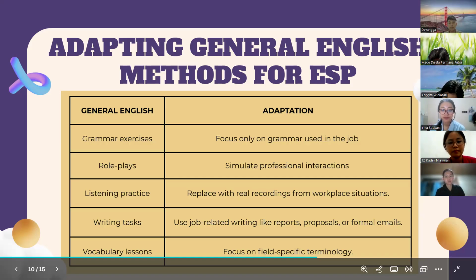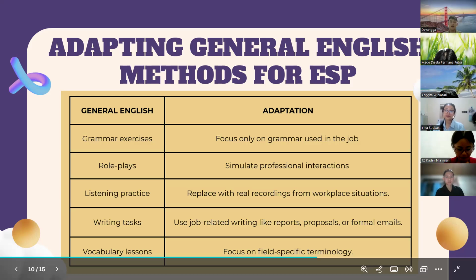And the last one, vocabulary lessons in general English are broad, while in ESP, they focus on field-specific terminology. For example, medical students learn anatomy terms, and tourism students learn words related to hotels and travel. So, guys, by adapting general English methods in this way, ESP teachers make the learning process more relevant and meaningful. It also helps students not only learn English but also use it effectively in their professional environment.